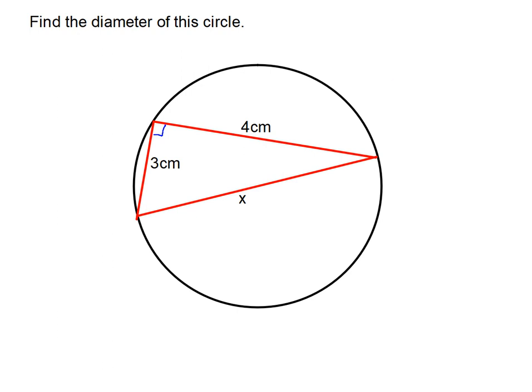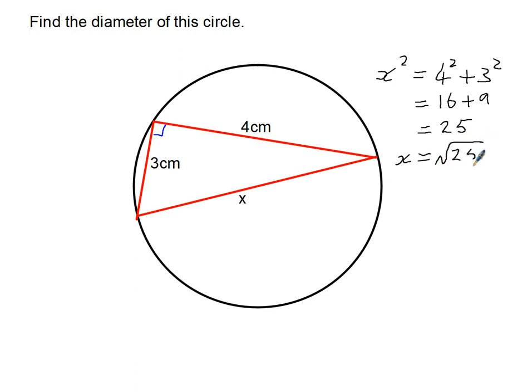So if you remember Pythagoras, we have x squared equals 4 squared plus 3 squared. So that's 16 plus 9, which is 25. x then is the square root of 25, so x is 5 centimetres.